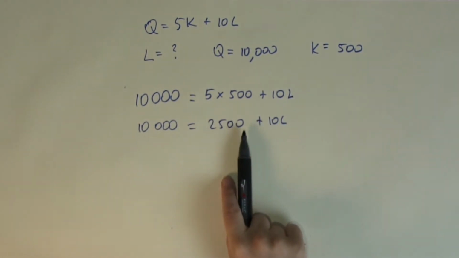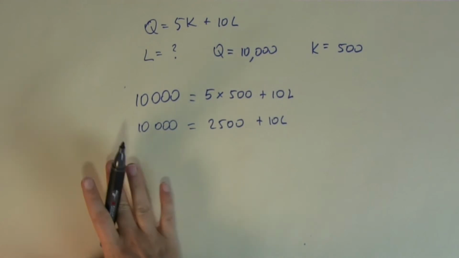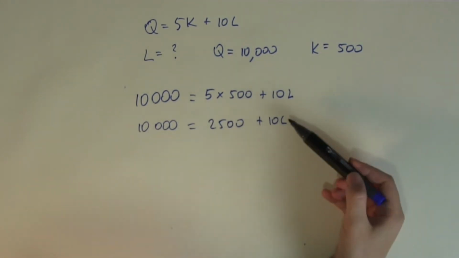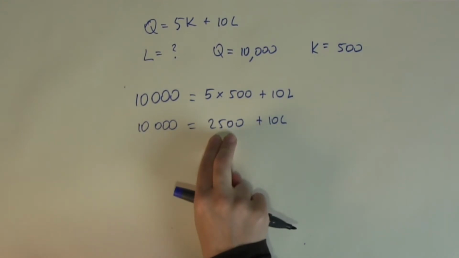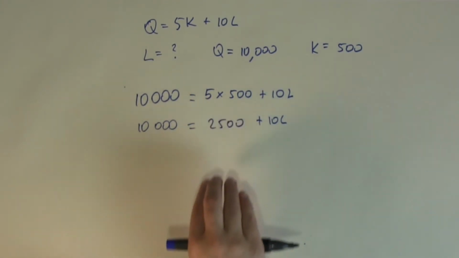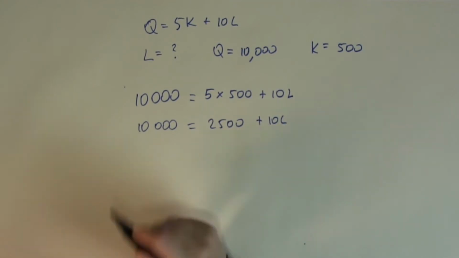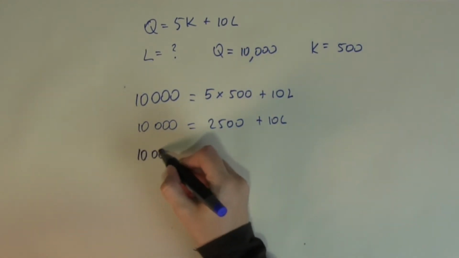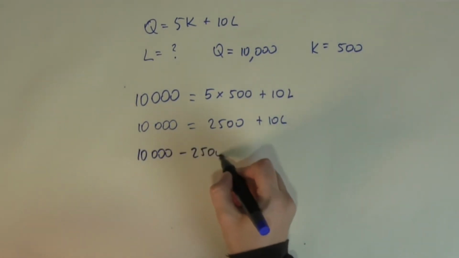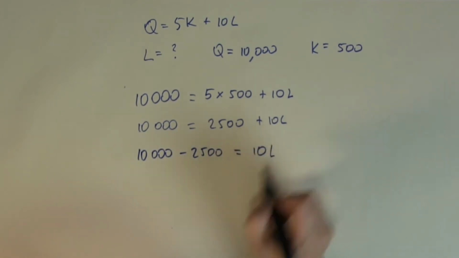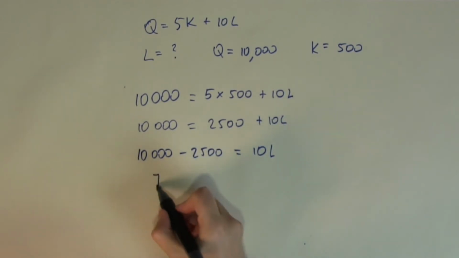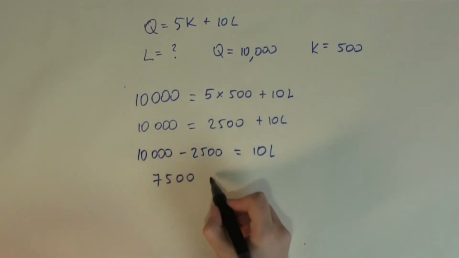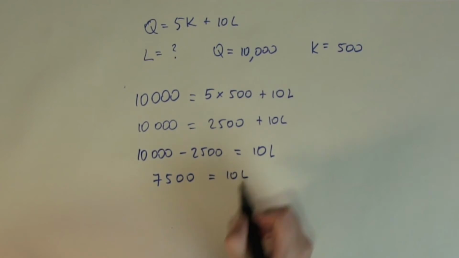So I need to start to rearrange this whole thing and solve it for L. So there is plus 2,500 in here. To remove that, I need to take it away. So what I need to do is 10,000 minus 2,500 will give me the 10L. 10,000 minus 2,500 gives me 7,500. That is equal to 10L.